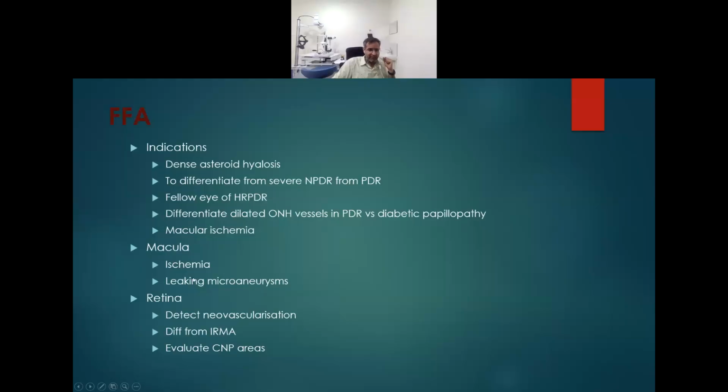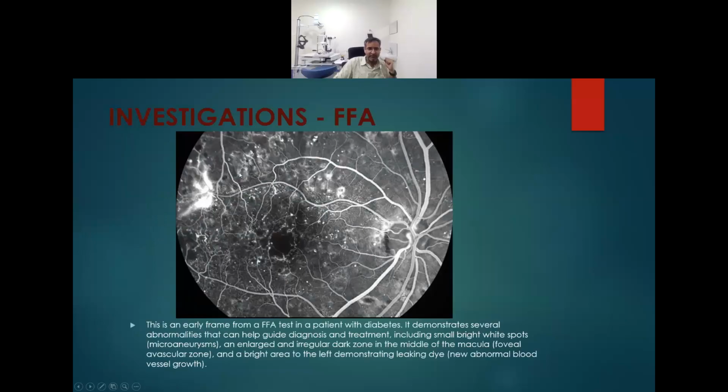In the macula, we have to look for the ischemia and the leaking microaneurysms. In the retina, it is used to detect retinal neovascularization and differentiate it from IRMA, and evaluate the capillary non-perfusion area. So this is an example of FFA in a diabetic retinopathy case where we can see the leaking, the microaneurysms, very mild neovascularization and the big neovascularization area here.